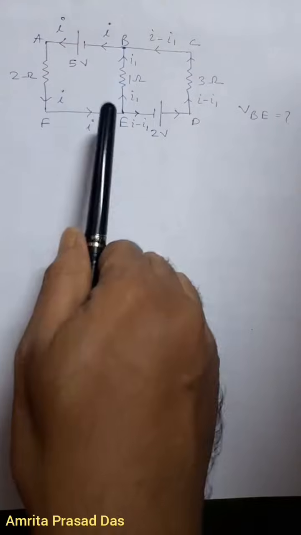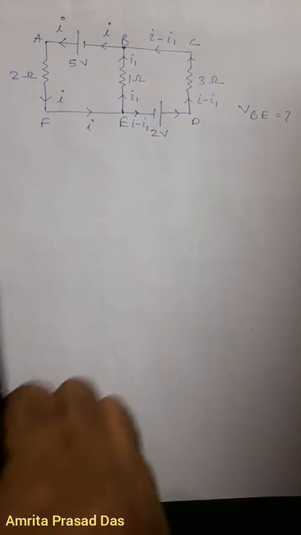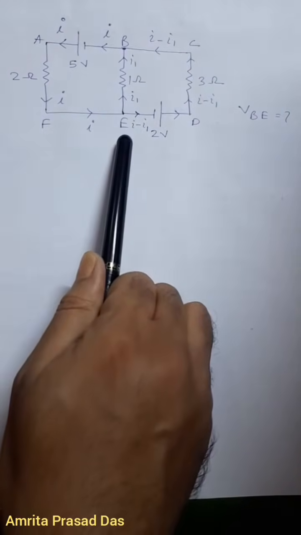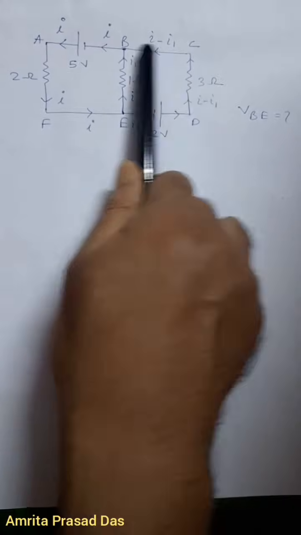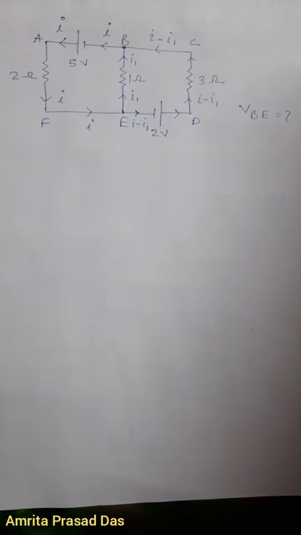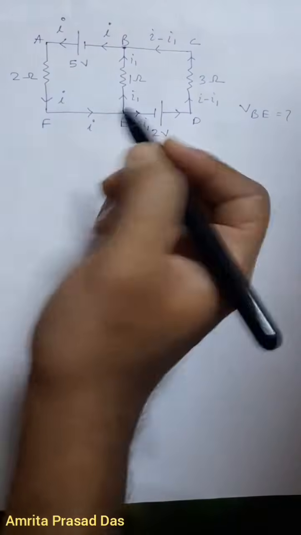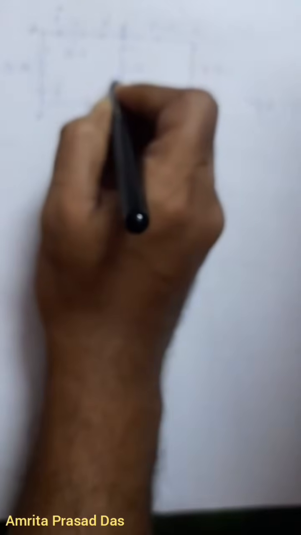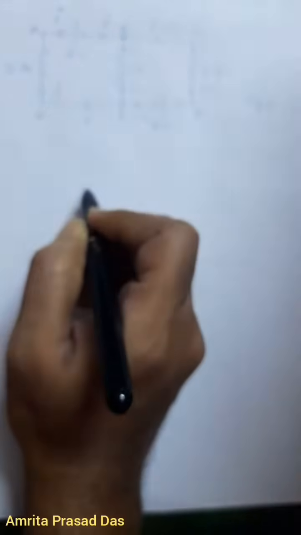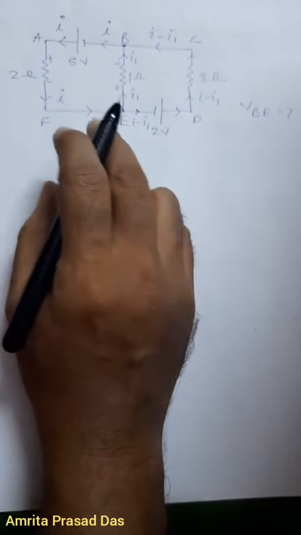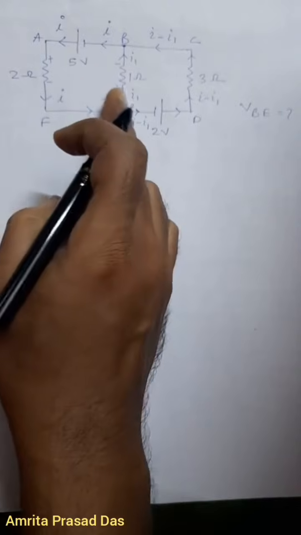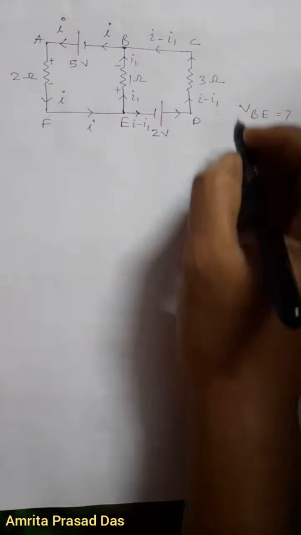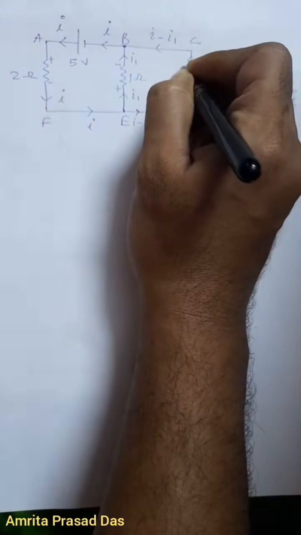Therefore B and E are the junction points of the circuit. In the branch BAFE we get the current I. In the branch EB we get the current I1. In the branch EDCB we get the current I minus I1. Now according to my current division, this is the high potential point and this is the low potential point. Because this is a resistance and current is moving like this, a current moves from high potential to low potential end of a resistance. This is the high potential point, obviously this is the low potential point.